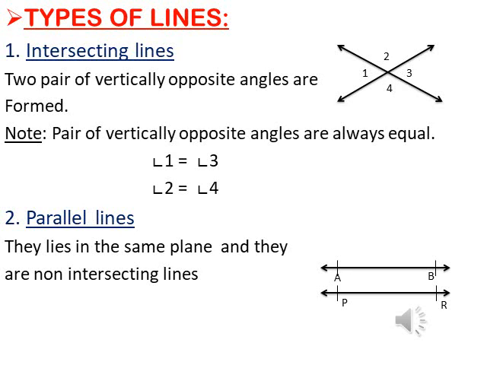Now we will see the parallel lines. Another type of two lines, that is parallel lines. AB is parallel to PR. We can say two lines are parallel if they lie in the same plane. They must lie in the same plane. Here AB and PR are lying in the same plane, and they are non-intersecting lines. They must never intersect each other. They are just like a railway track. AB is parallel to PR.